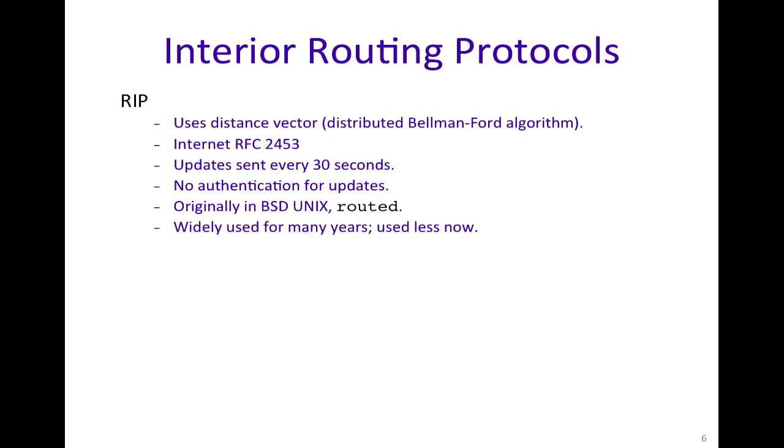It sends updates every 30 seconds and will determine that a router has become unavailable if it hasn't heard within 180 seconds, or 3 minutes. There is no authentication for updates, meaning that there are definitely some security implications of using RIP. RIP became popular to start with because it was originally in the BSD version of Unix, and there was a daemon that was widely available for routers that were using RIP, pronounced routed.